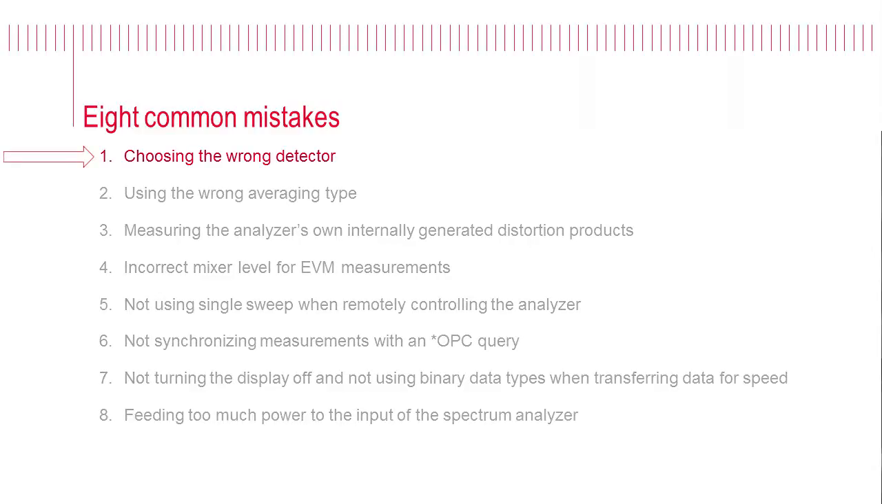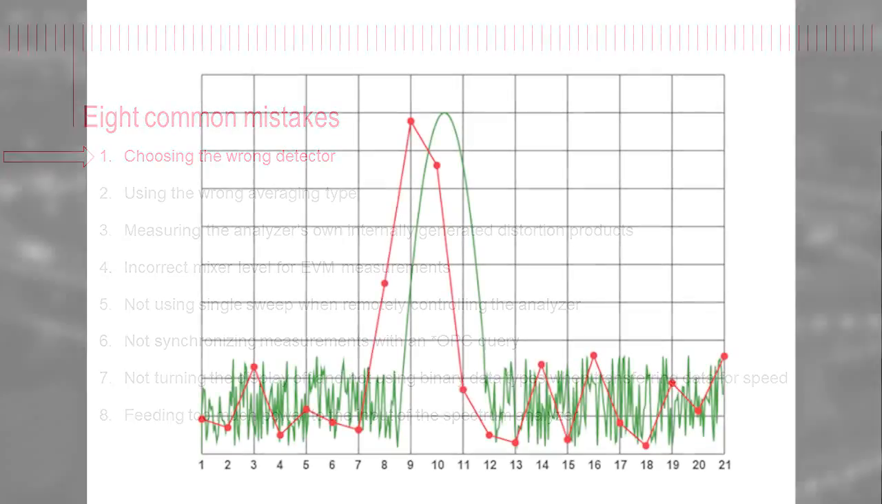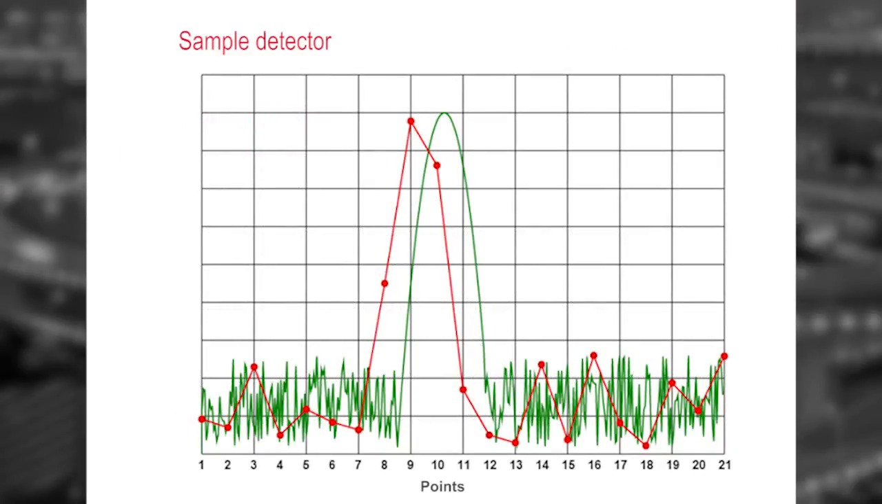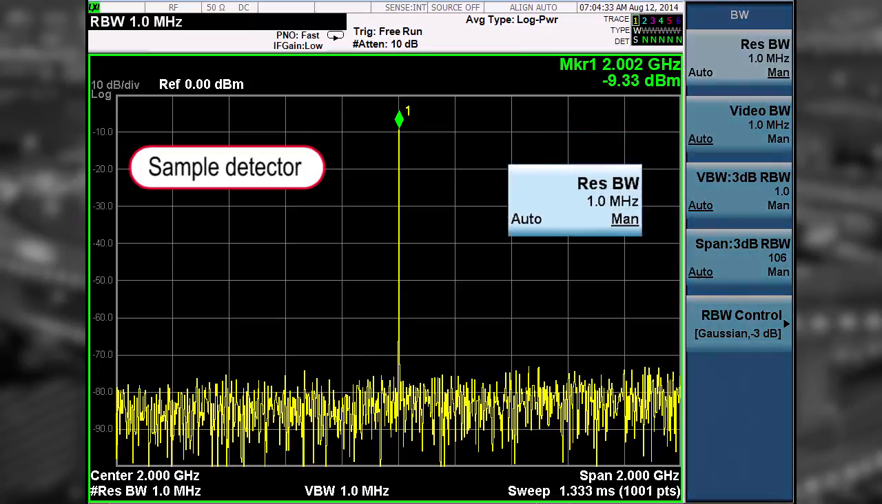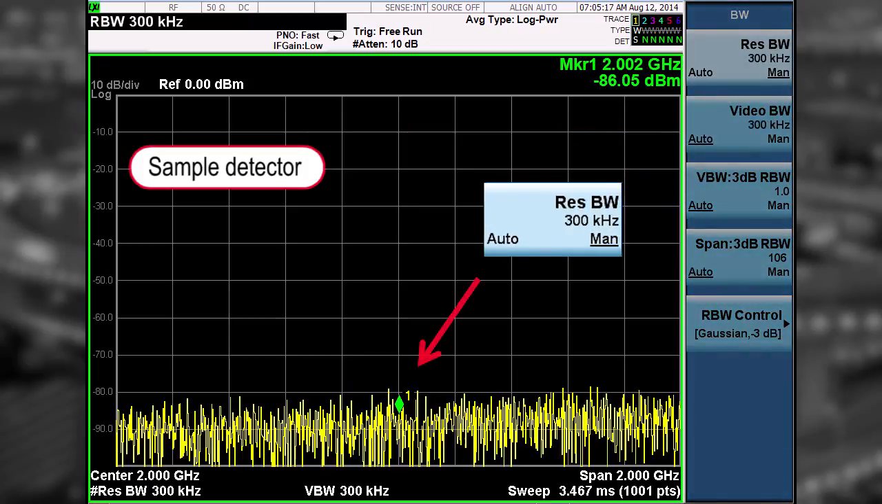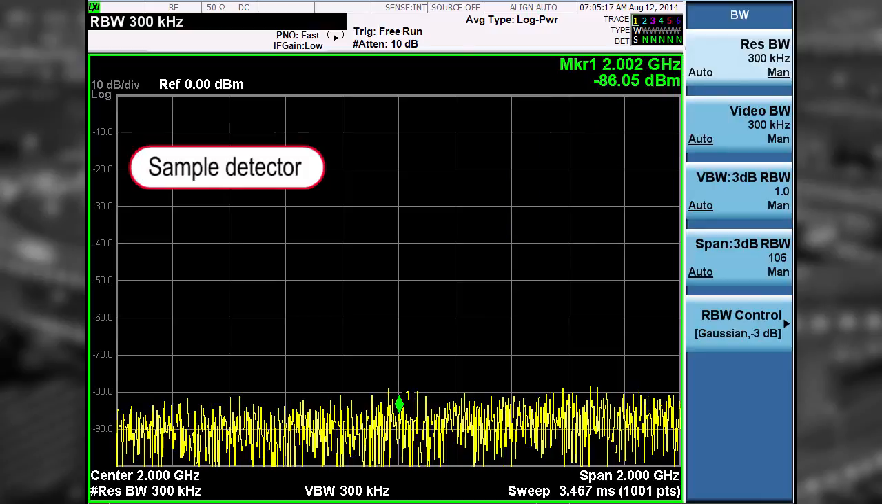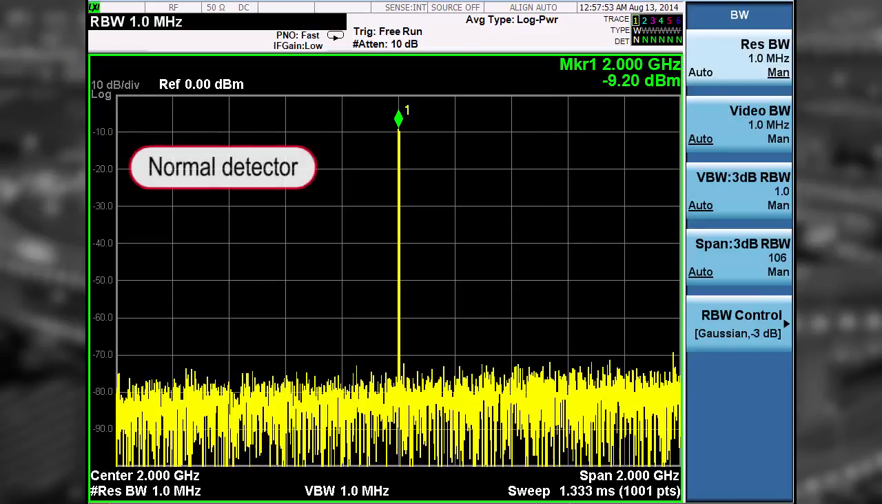The first mistake people make is choosing the wrong detector type for the signal in question. For measuring noise-like signals, a sample detector is effective. Each trace point represents a single, evenly spaced sample across the span of the frequency domain. However, the sample detector can completely miss a single tone if the resolution bandwidth is not set wider than the trace interval. Observe how the CW signal disappears as I decrease the resolution bandwidth of the MXA when using a sample detector.